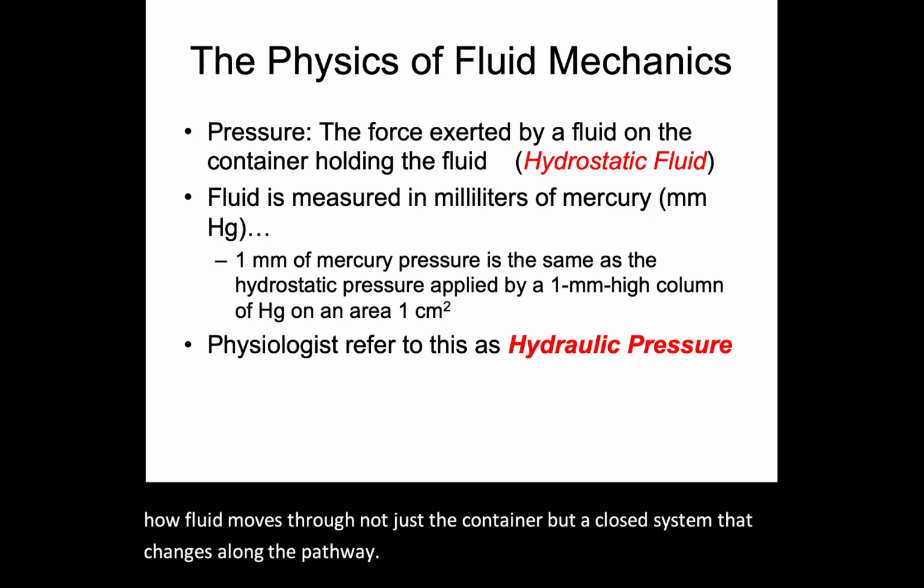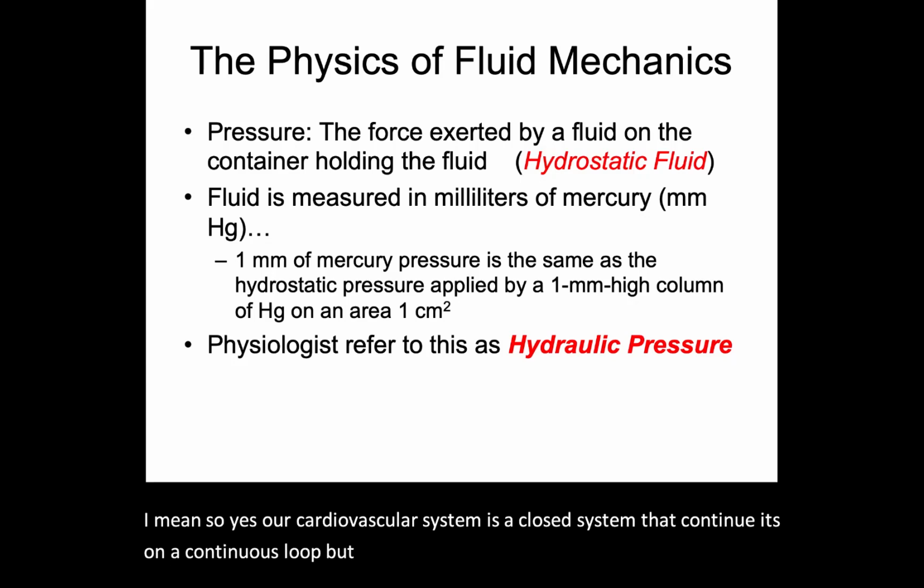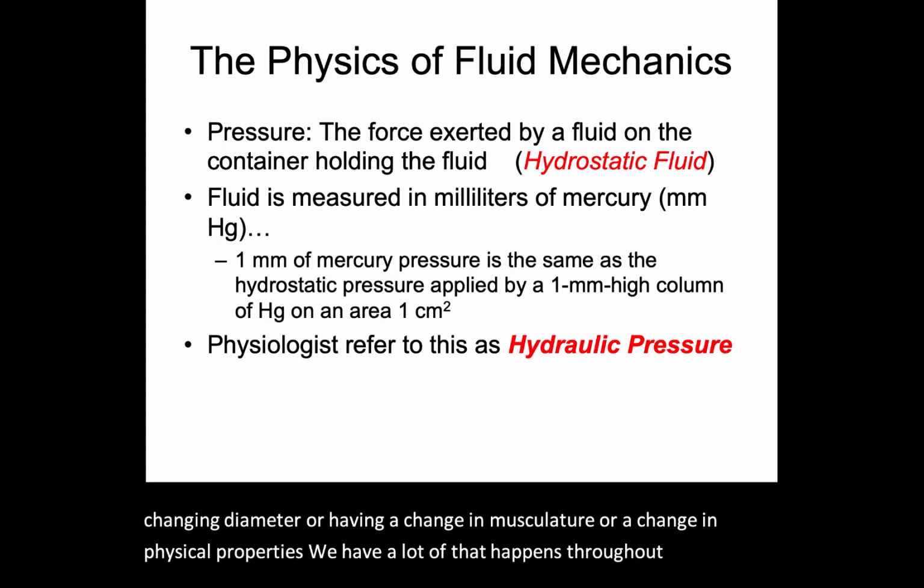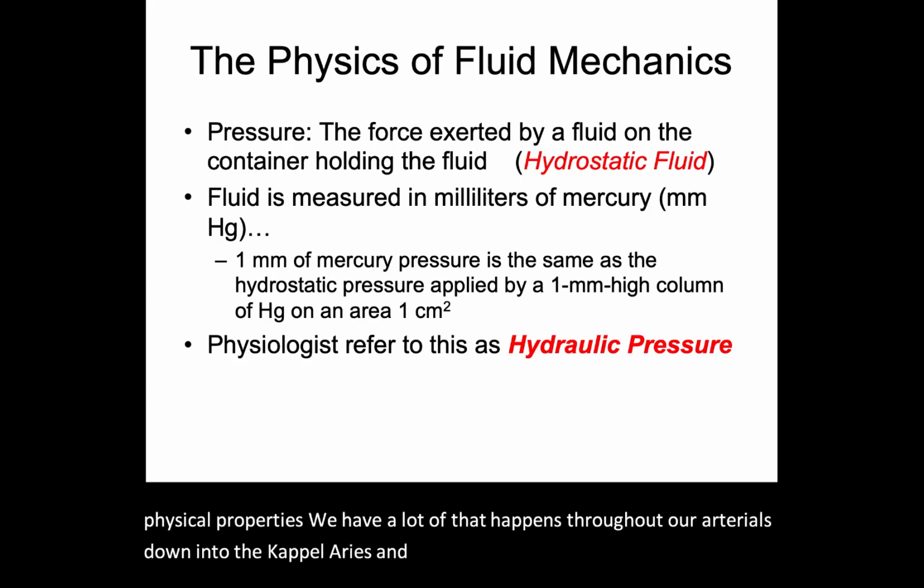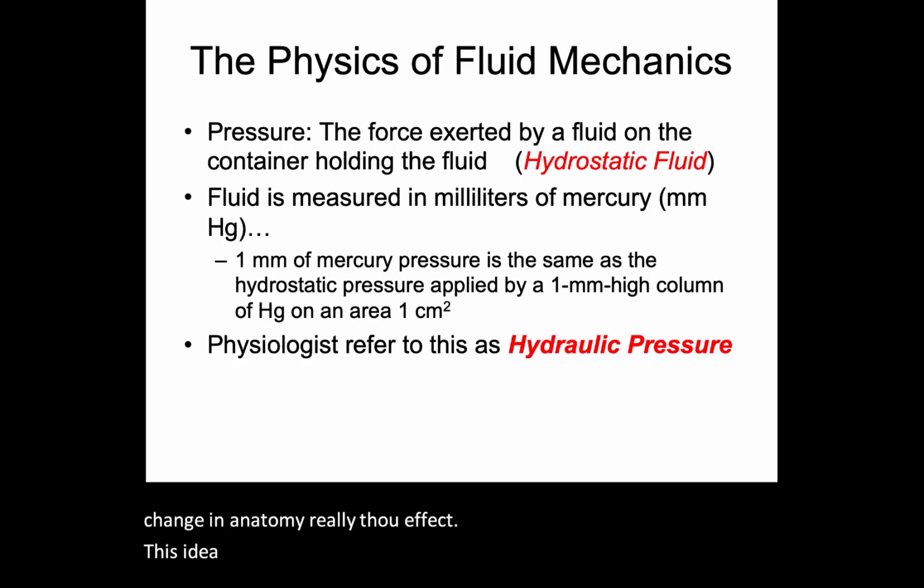And so, yes, our cardiovascular system is a closed system. It's on a continuous loop, but it's not like you have a glass or a hose that's not changing diameter, or having a change in musculature or a change in physical properties. A lot of that happens throughout our arterioles down into the capillaries and into the veins. And so how does that change in anatomy now affect this idea of hydraulic pressure?